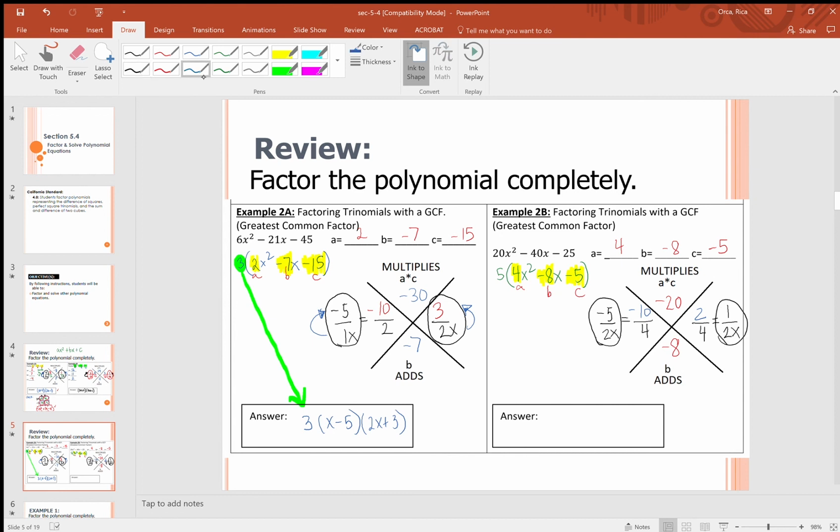So our factors are 2x minus 5 times, remember to write the factors from the bottom up, 2x plus 1. And no one gets left behind, so take the GCF, which is 5, and bring it down. The final answer is 5 times 2x minus 5 times 2x plus 1.